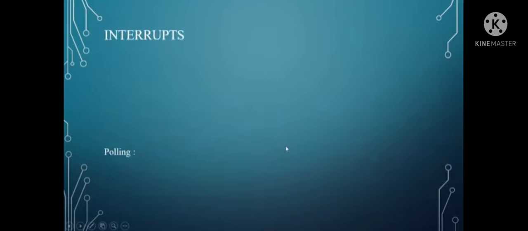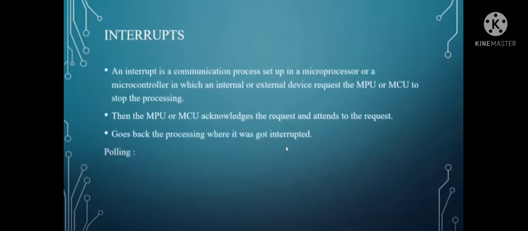Next, interrupts. What is an interrupt? An interrupt is a communication process set up in a microprocessor or a microcontroller in which an internal or external device requests the microprocessing unit or microcontrolling unit to stop the processing. Then the unit acknowledges the request, attends to the request, and goes back to the processing where it got interrupted.